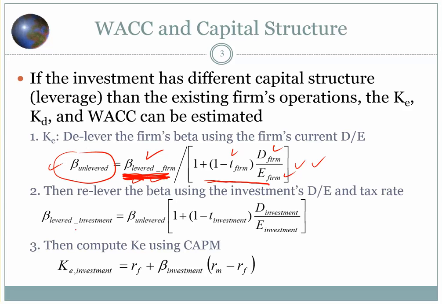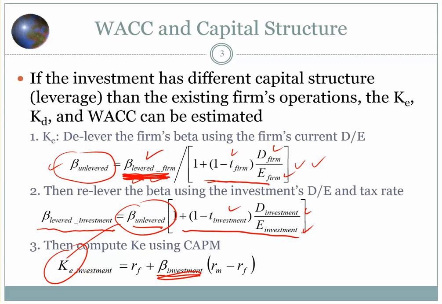And then the project would have similar business risk as Apple, but we're going to re-lever it using the project or the investment's debt-to-equity ratio and investment tax rate. Once I get that new beta, I then plug that into the cost of equity formula, CAPM, and then I'll have a new cost of equity for this project.